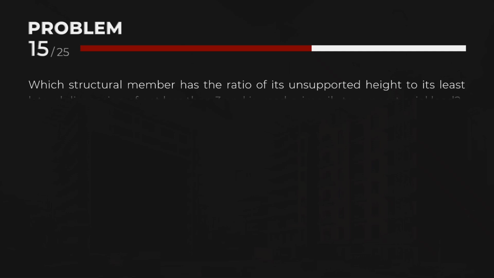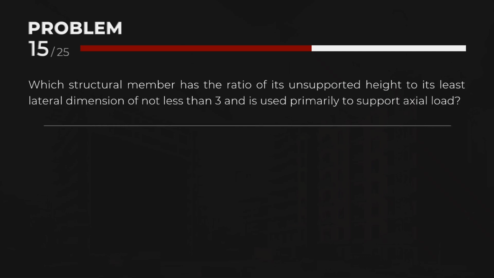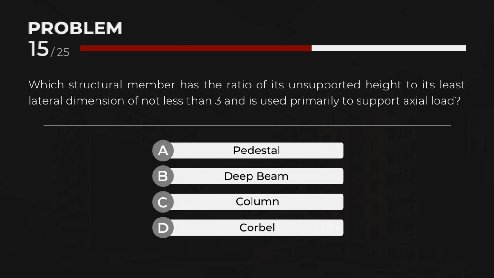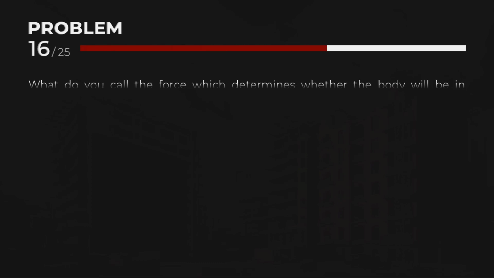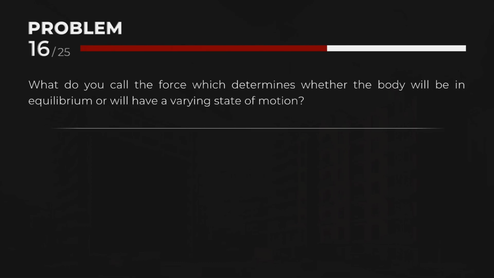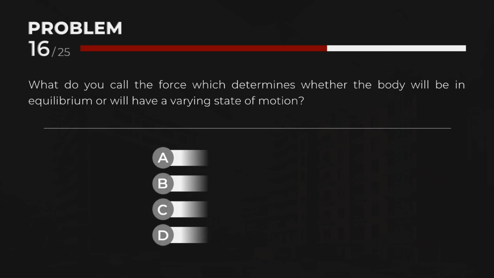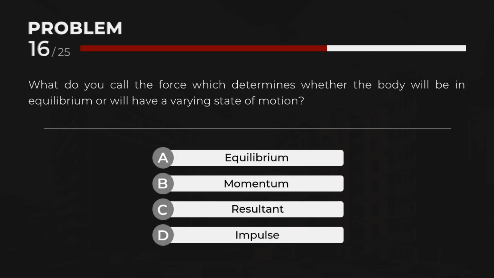Which structural member has the ratio of its unsupported height to its least lateral dimension of not less than 3 and is used primarily to support axial load? C. Column. What do you call the force which determines whether the body will be in equilibrium or will have a varying state of motion? C. Resultant.